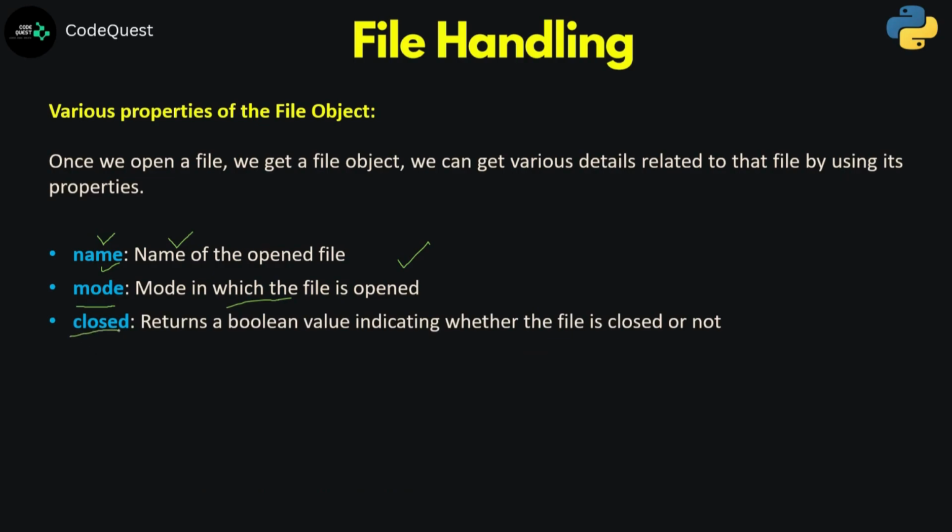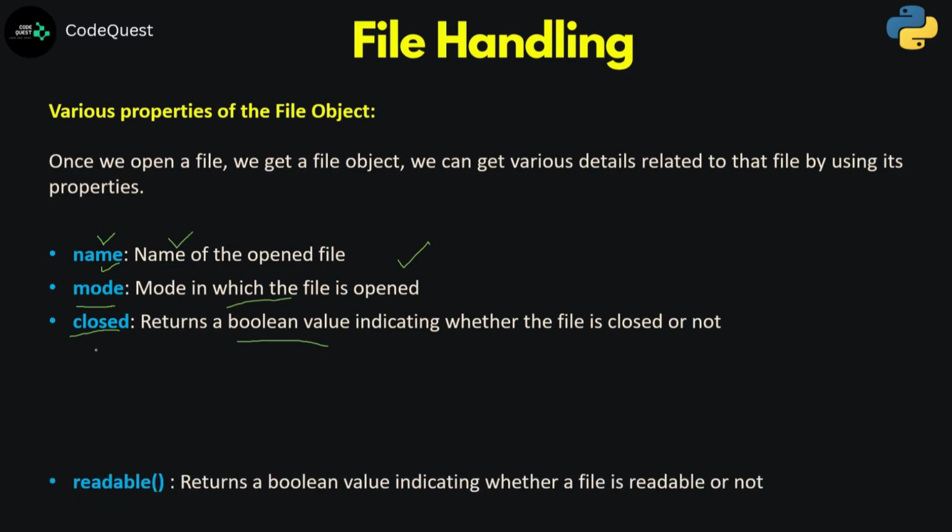Now closed. Closed is going to verify whether the file is already closed or not. Basically it is going to return a Boolean value: if it is closed, it is going to return true. If it is not closed, then it is going to return false.